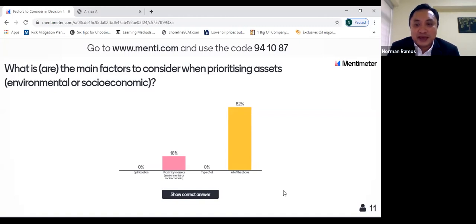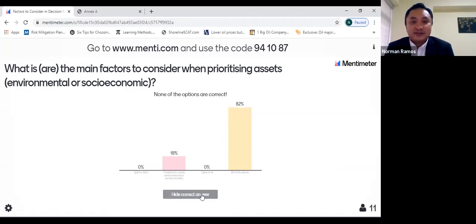Okay, I think everybody has provided their answer. So I will show you the correct answer. Again, the question is, what is or are the main factors to consider when prioritizing assets? Assets here refer to environmental or socioeconomic assets. So let me show you the correct answer. The correct answer is actually all of the above.